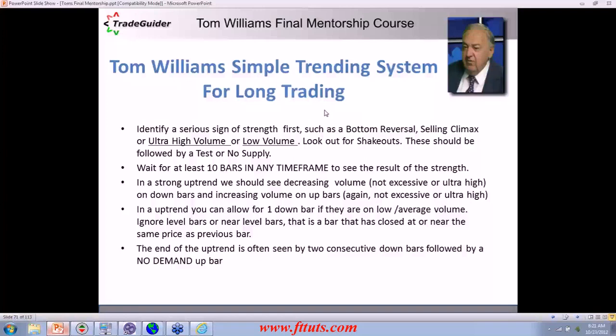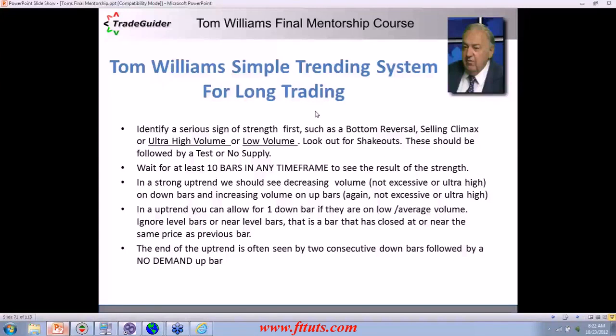Now, the simple trending system that Tom uses to stay in a trade is very similar to the one that we talked about when Tom was talking about the downtrend. This is just the complete opposite. Now, Wyckoff explained to us that in a strong market, you get increasing but not excessive volume on up bars and decreasing volume on down bars.